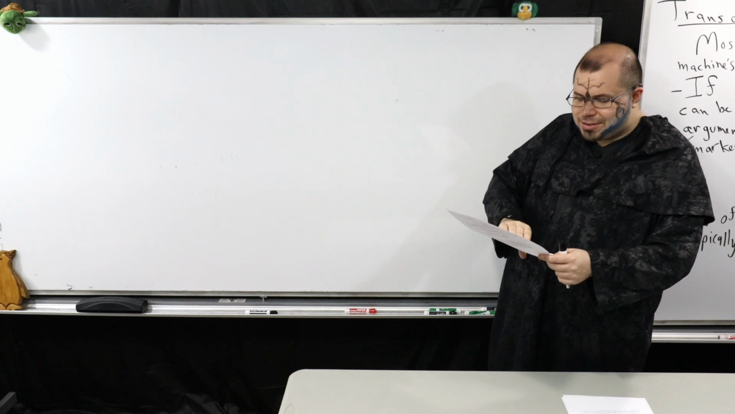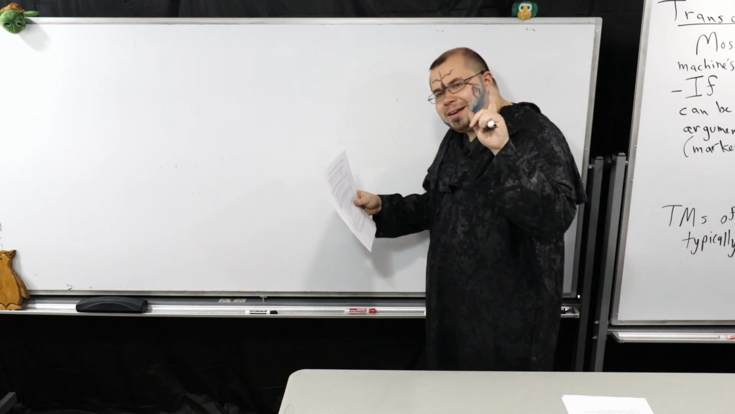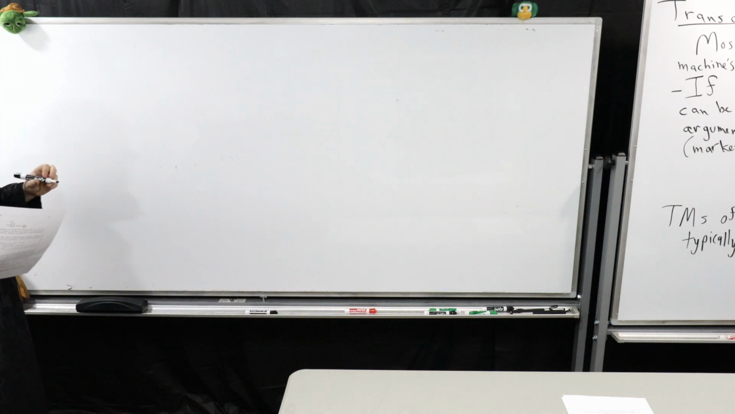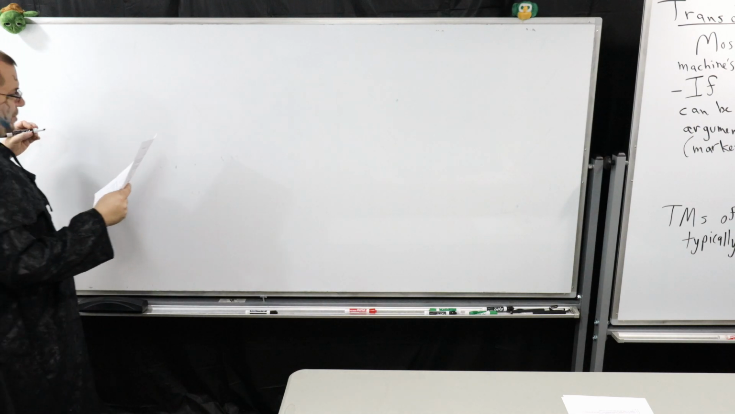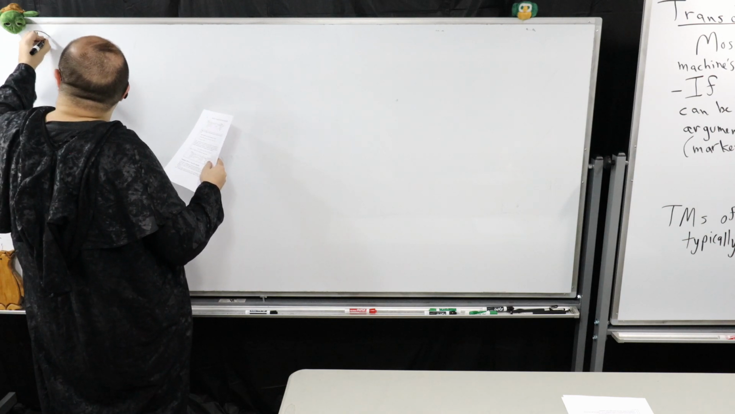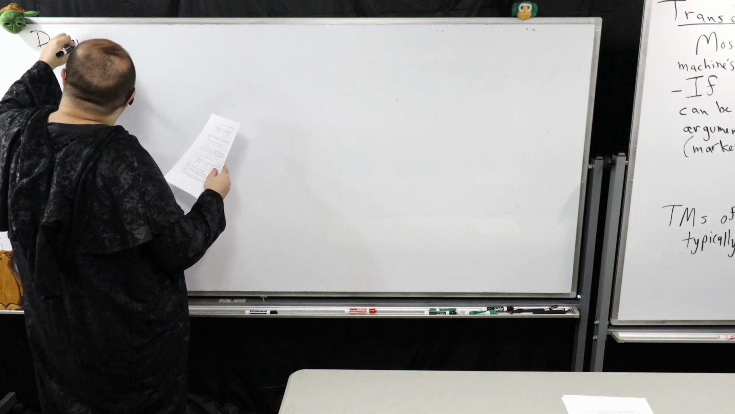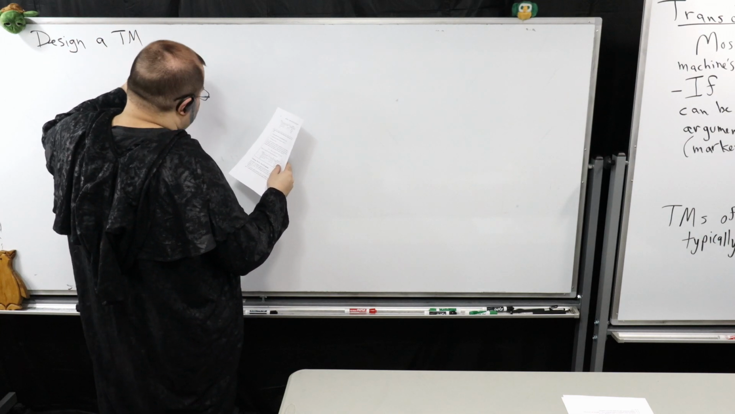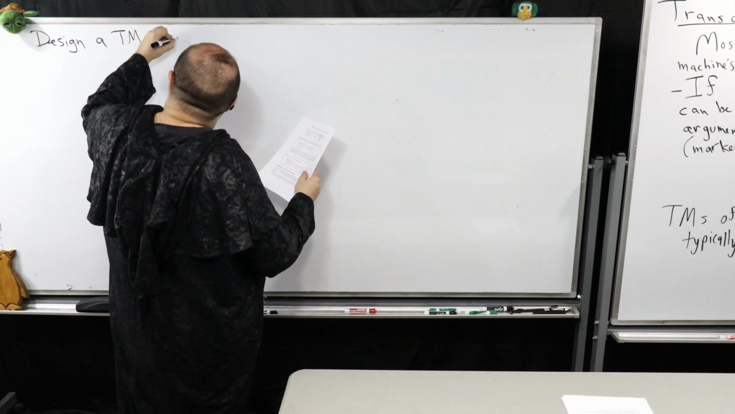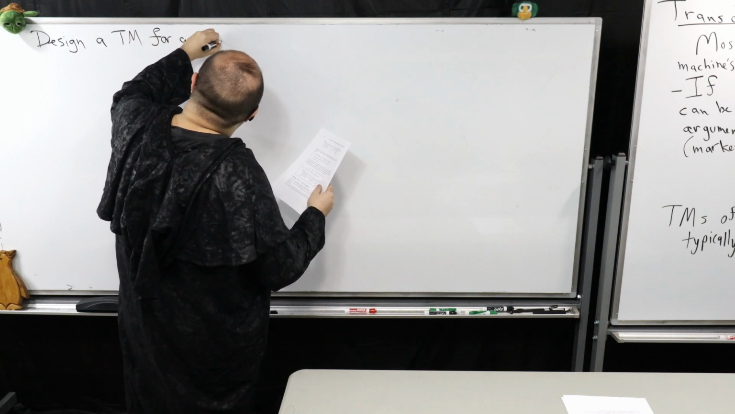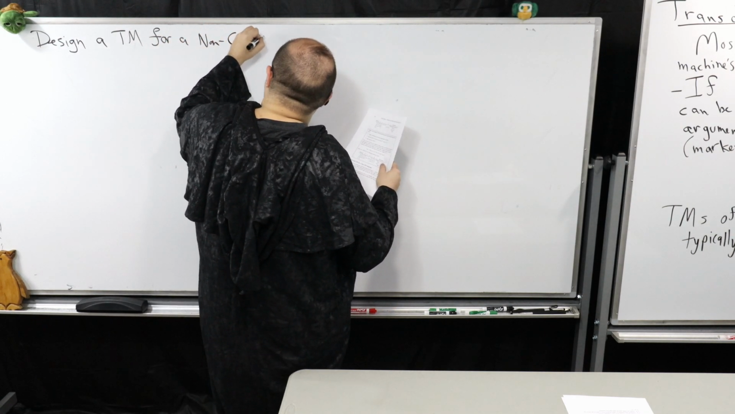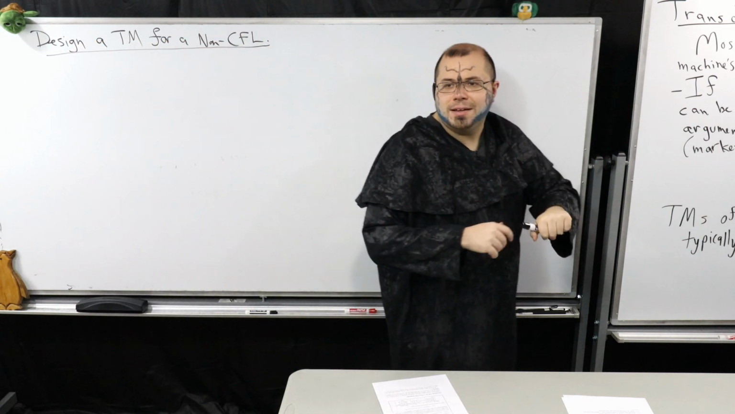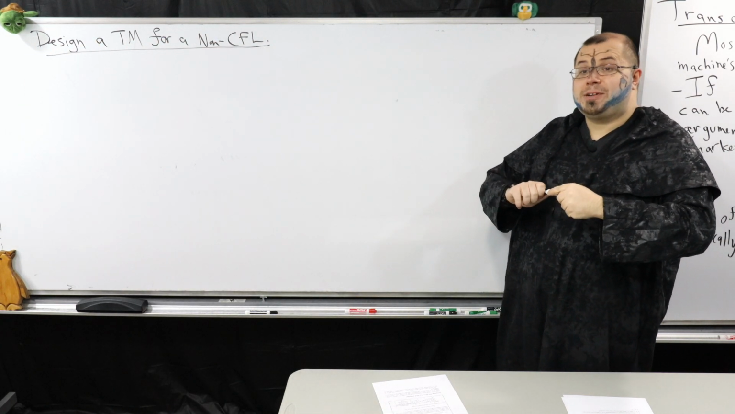Now, I want to do another example, but I want to pick on an example of something I talked about a couple lectures ago. If not, it was like a lecture ago. I'm going to design a Turing machine for a non-context-free language. So I'm going to pick on one of the examples that I mentioned the other day, and I'm going to show you how you can design a Turing machine for it.